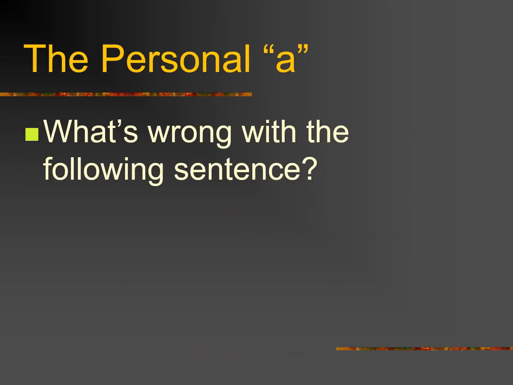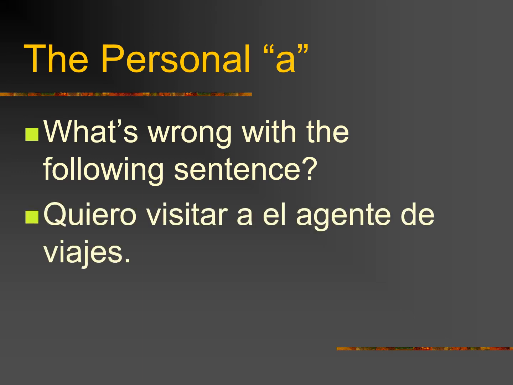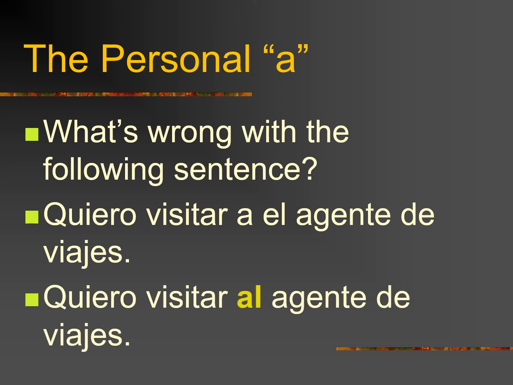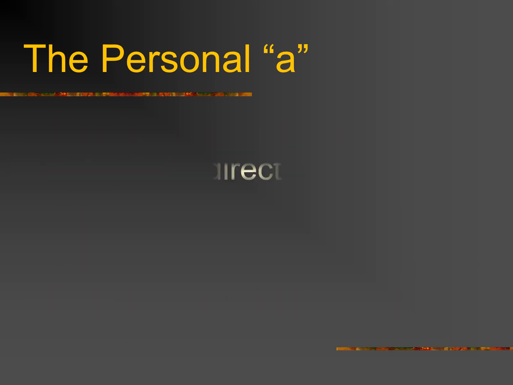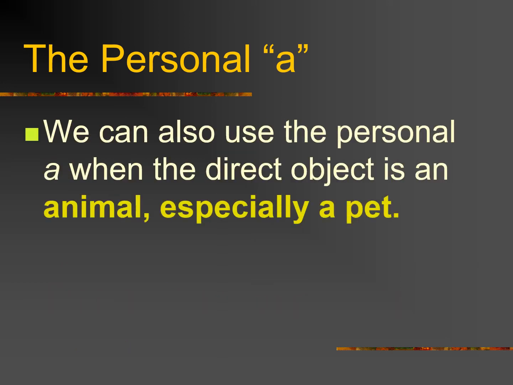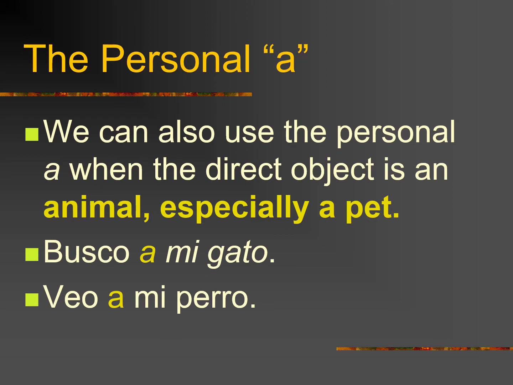What is wrong with the following sentence? Quiero visitar a el agente de viajes. Well, we saw that we cannot use a él, so you're supposed to combine that and say quiero visitar al agente de viajes. We can also use the personal a when the direct object is an animal, especially a pet. For example, busco, I'm looking for, a mi gato. Veo, I see, a mi perro.